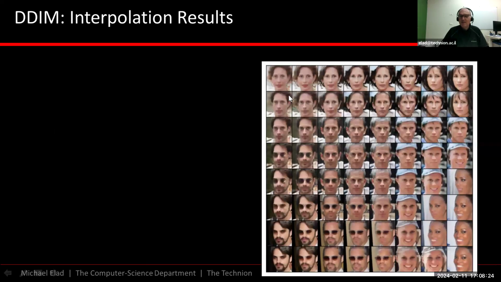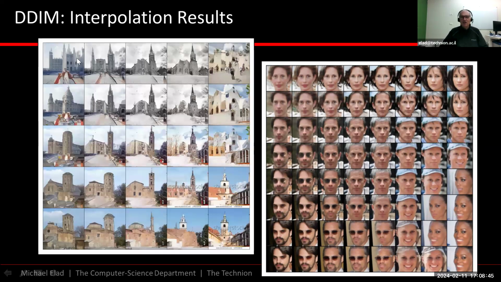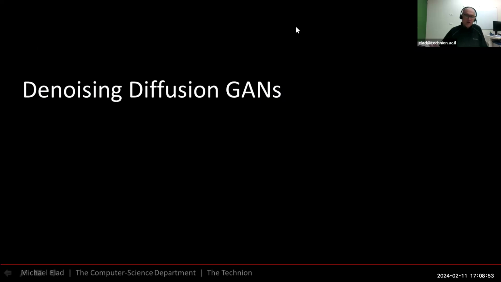Here is an illustration of the same thing. 4 images in the corner were generated using 4 arbitrary xt's. And now by mixing these vectors in all sorts of ways, you can basically move in this 2D plane of faces, changing from this person to this person, from this person to this person, etc. The same goes here for churches, 4 churches and some churches in between. Okay. This was DDIM. Questions so far?